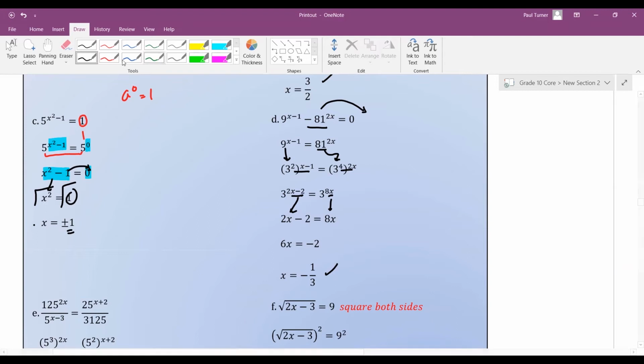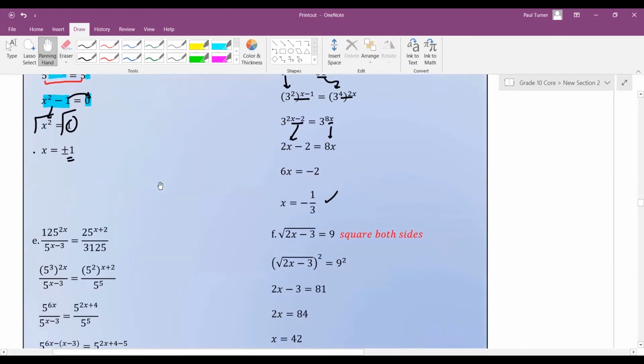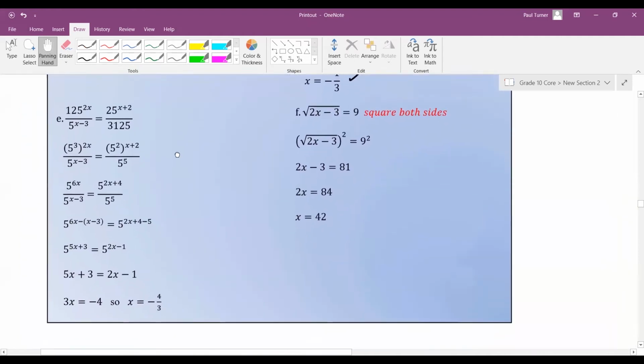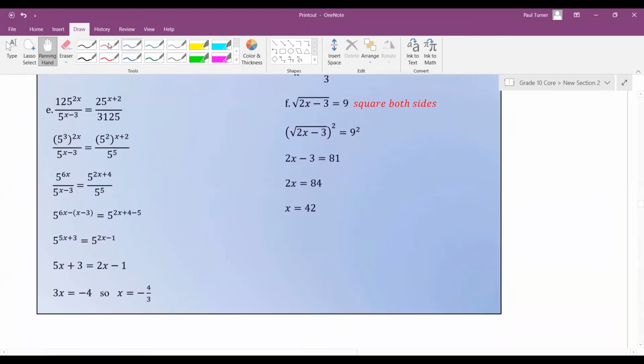Okay, so we're trying to get the powers to be the same. If they're the same, they're very easy to solve. And you already know how to make powers the same already, bases the same. You did it earlier. Okay, so in this case, we've got a fraction. So don't bother cross multiplying.